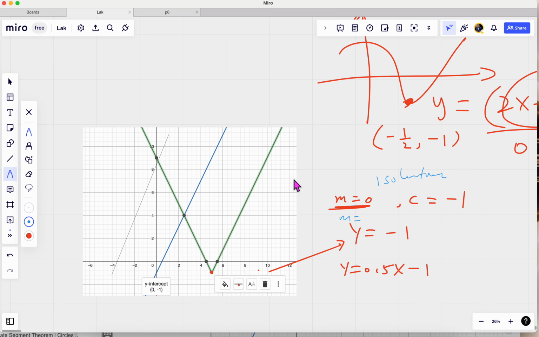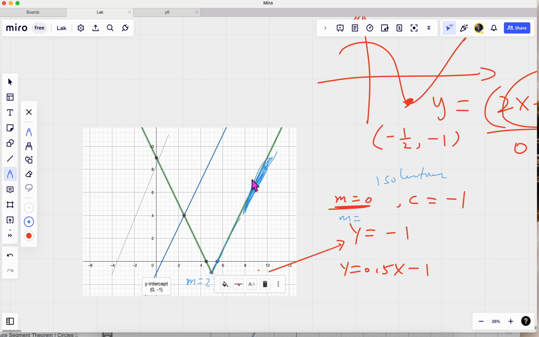So when m is equal to 0, one solution. And when m is equal to, what is the gradient of this? You just have to find out the gradient of this. To find the gradient is very easy: you just take 2 points, this point and this point, like we found earlier in the question where they say find P, Q, R. Then you just find the gradient. If I'm not wrong, it should be 2.